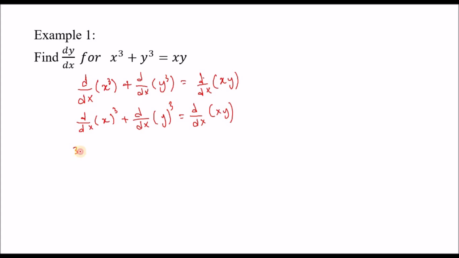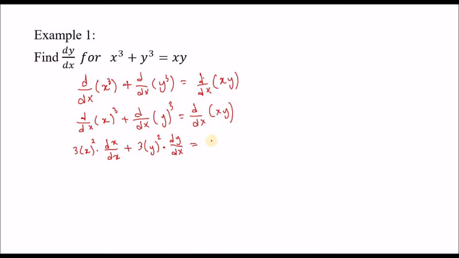So I will have 3 times x raised to the second power times the derivative of the amount inside of these parentheses, so dx over dx, plus the derivative of the second term is going to be 3 times y to the second power times the derivative of what's inside the parentheses, which is dy over dx, equals, in this case I have a multiplication, so I'm going to use the product rule in this case.